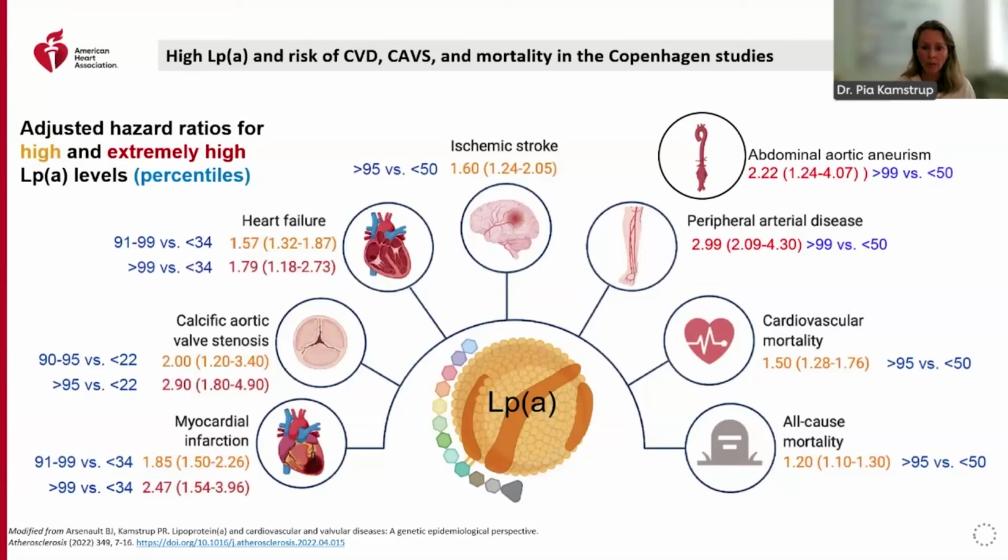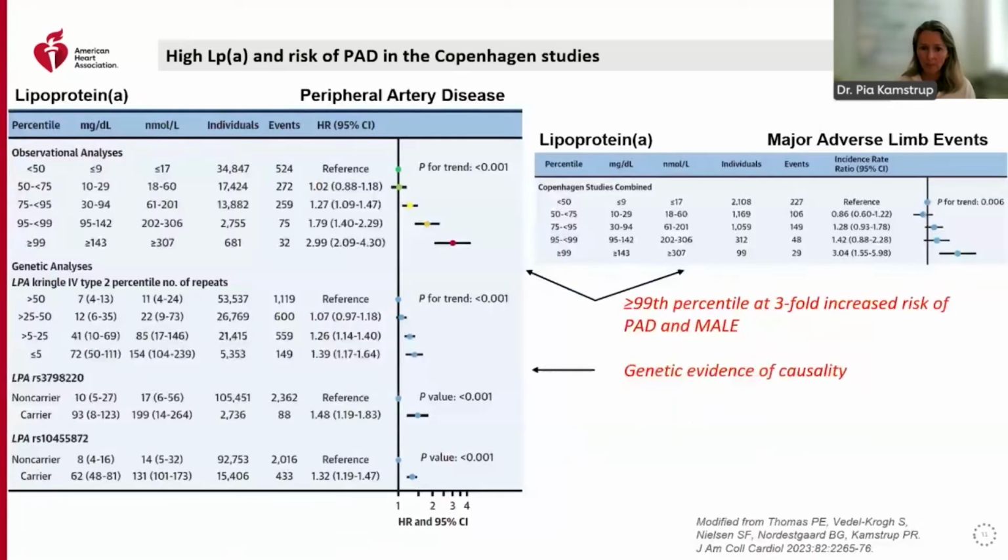cardiovascular and total mortality. However, for these endpoints, Lp(a) levels typically have to be in the top 5 or top 1 percentile to translate into clinically relevant risk increases, as illustrated on this slide depicting adjusted hazard ratios for high and extremely high Lp(a) levels in the Copenhagen studies.